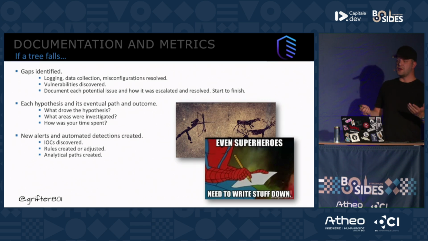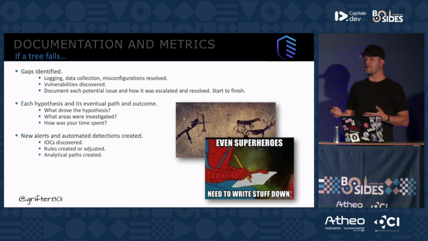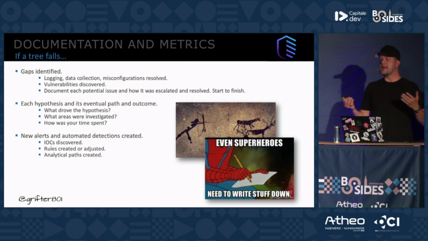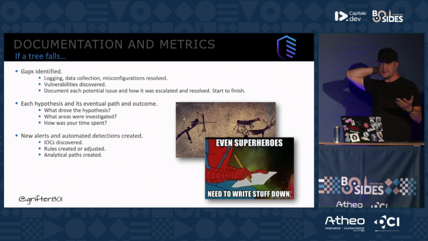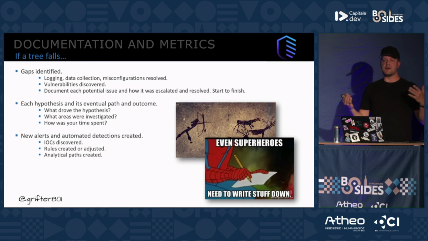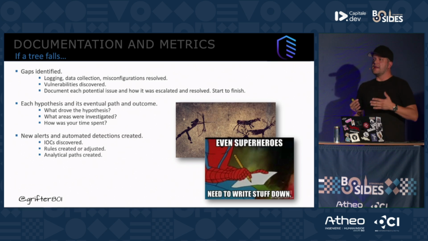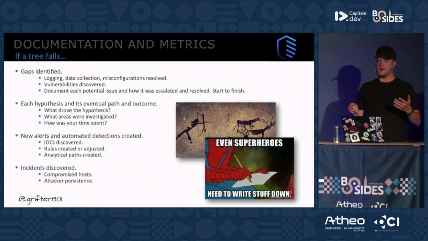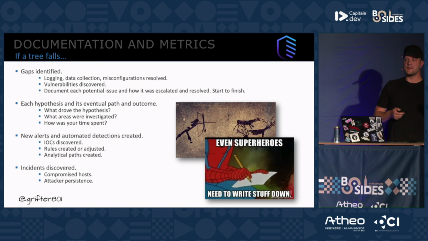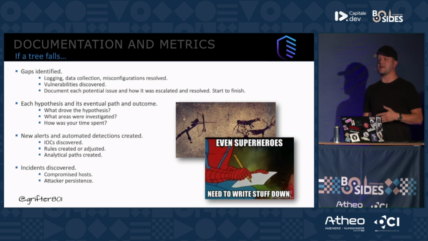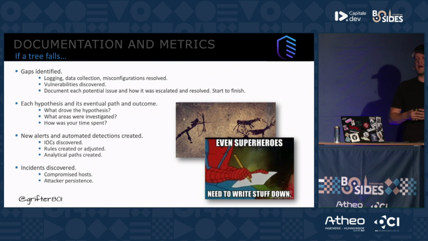Also, what new alerts or detections did you find while you're out there doing your hunting? Did it mean that you discovered some new IOCs? So now you're able to create new alerts, stuff like that. And then also, of course, any incidents that you discovered, right? Was there an attacker in the environment? Was there a machine that was compromised?